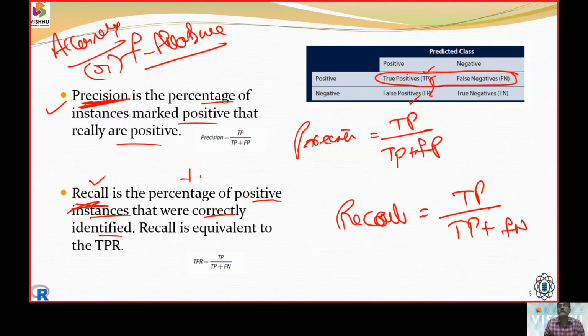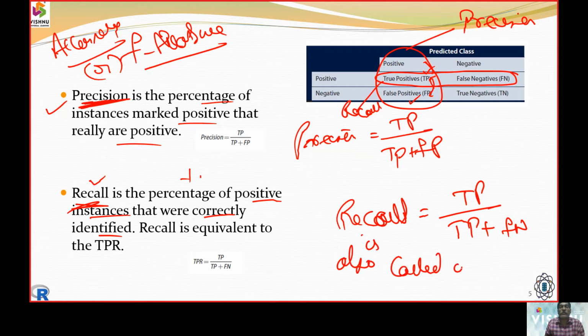So we get this set with the recall value, and the entire positive we compute, we call it the precision value. Recall is also called the true positive rate. So for the true positive rate, we take true positive divided by true positive plus false negative. This is where we look up the precision value and recall value.